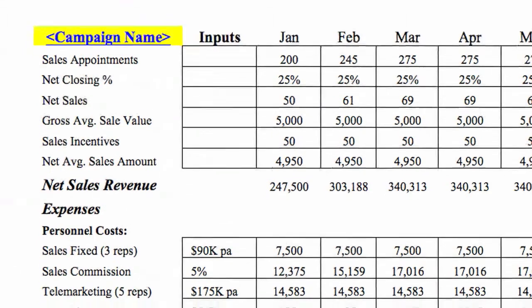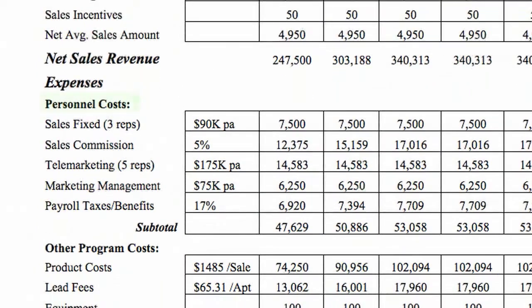On the expenses side, we first look at, say, personnel costs. You'll see I've put here sales fixed, and in the inputs I've indicated that 3 reps at $30,000 a year would be $90,000 in costs, and you can see $7,500 per each month. That's basically just $90,000 divided by 12 divided by 3. Sales commissions, if you're paying sales commissions, in this case I've got 5%. That's 5% of the net sales revenue, because obviously you wouldn't pay commissions on canceled business, would you?